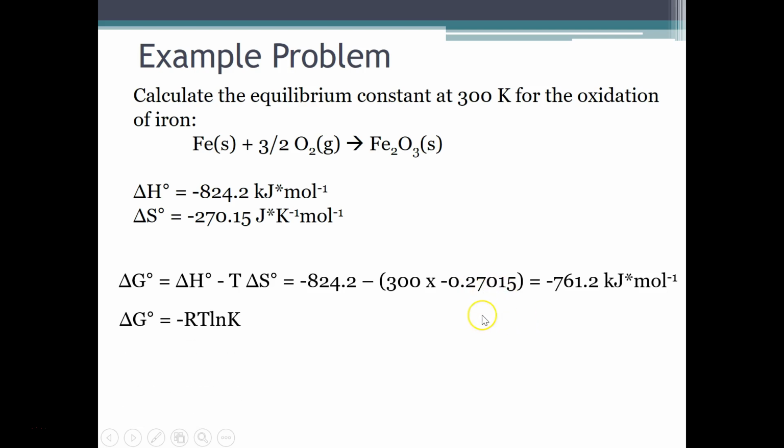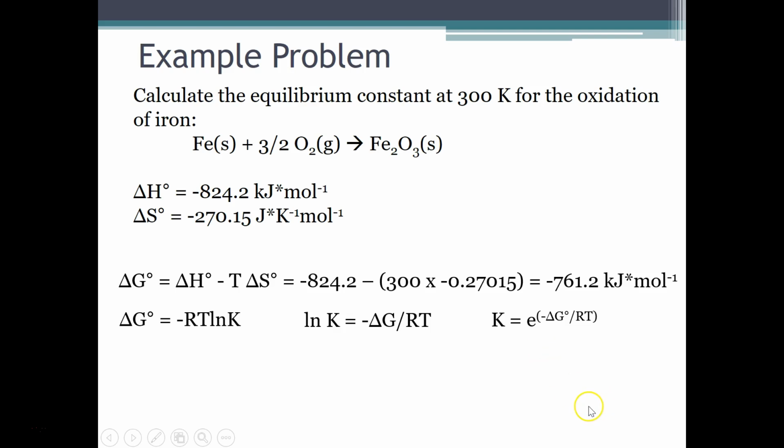So now that we have delta G, we also have R because it's a constant. We have the temperature in Kelvin because it's given to us, so now we can go ahead and solve for K. The first thing I'll do is isolate the natural log of K, and then I'll take the inverse natural logarithm of both sides to get K equals e raised to the negative delta G divided by RT.